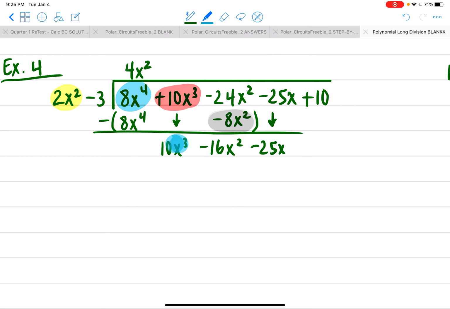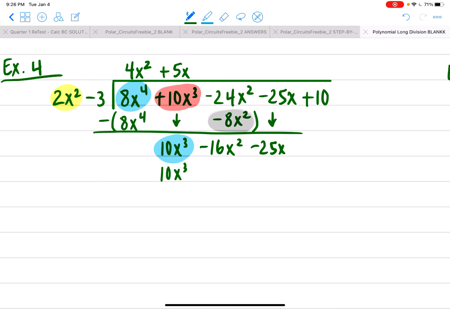How many times does 2x squared go into 10x cubed? That's going to be 5x. Okay, 2 times 5 is 10, and x, because x squared times x would give you x cubed. All right, here we go. We're multiplying this with this now. So we have 10x cubed.